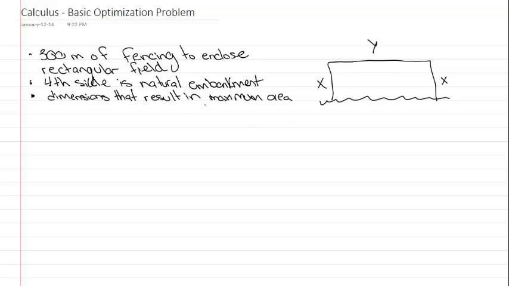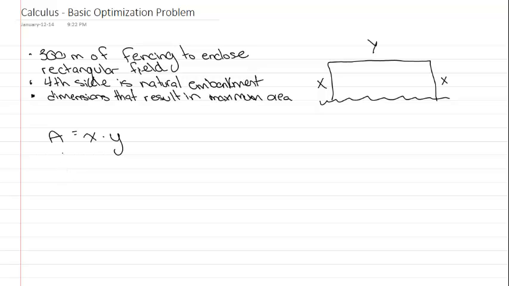So this is what I would draw out for this word problem. And because I'm looking for the area, that's the first equation I'm going to write out. So we know that area is length times width. In this case, it's x and y. And because I'm solving for the maximum area, and because this is calculus and an optimization problem, I know that the area is eventually what I'm going to need to take the derivative of.